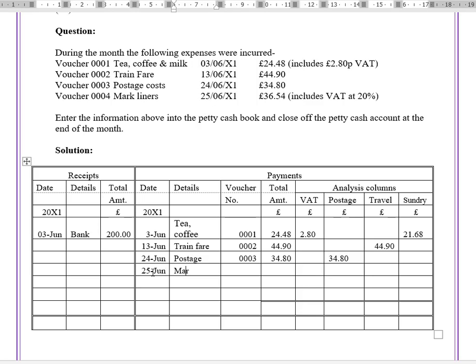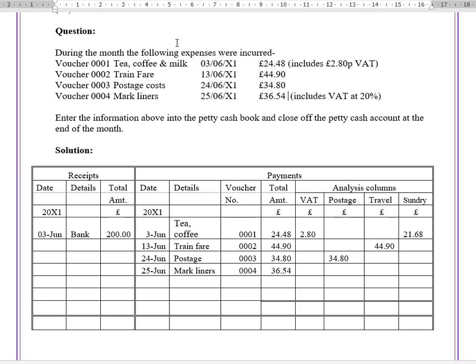You have bought Mark Linus, and the voucher number is 004. So if you have 10 items, 20 items, 5 items, 1 item, you just list all the items and how much did you spend. Notice in this case for this item is £36.54 includes VAT at 20%. So that means that £36.54 represents my gross amount. So you would need to split that gross amount into net and VAT.